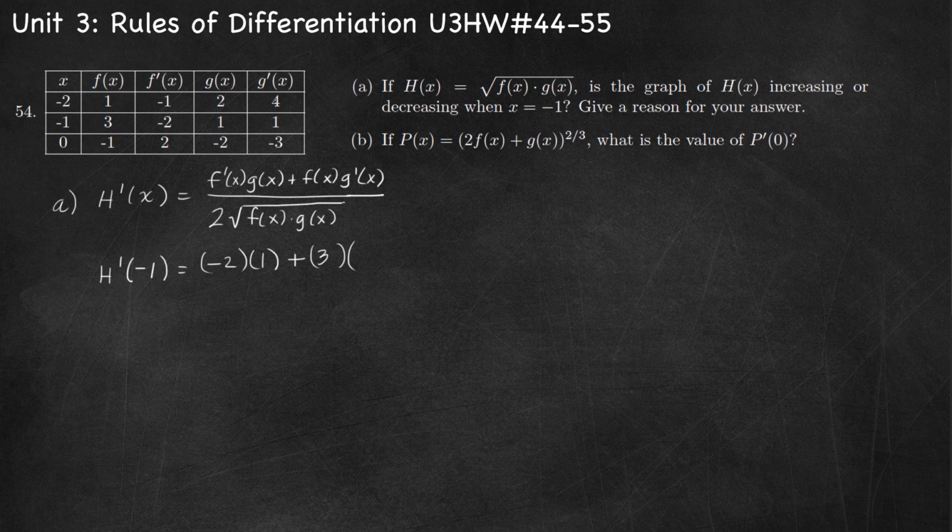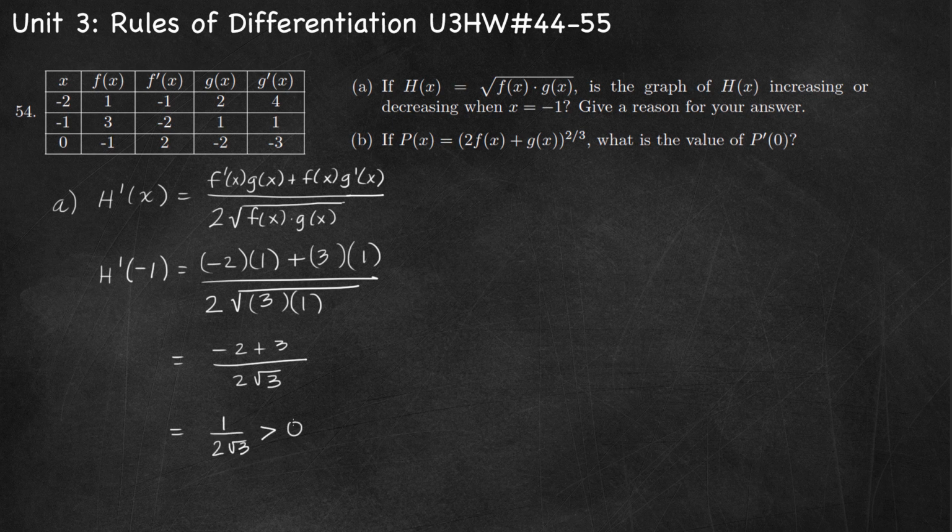times g prime of negative 1. G prime of negative 1 is 1 over 2 times the square root of f of negative 1, so f of negative 1 is 3, times g of negative 1, and g of negative 1 is 1. Okay, so we have negative 2 plus 3 over 2 times the square root of 3, or 1 over 2 square root 3.